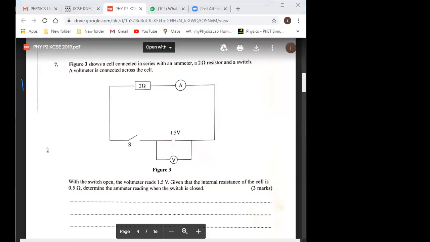So do the working. Meanwhile, for those I told you to write your full names, I'm removing your names from the page. So do the calculation. We'll see what we're going to have.